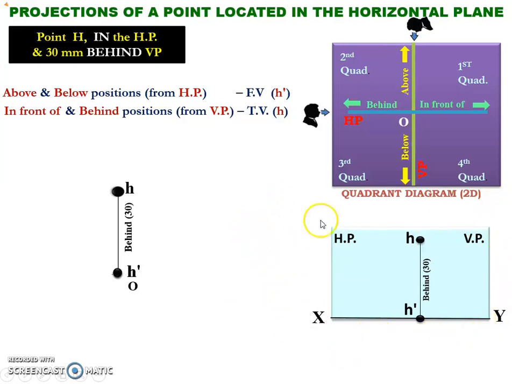From this diagram, we can understand that whenever a point is located in the horizontal plane, its front view will be located on the XY line itself.